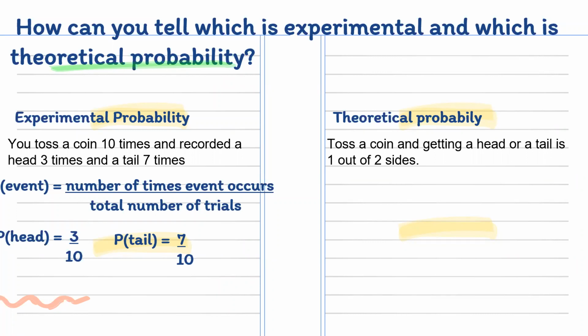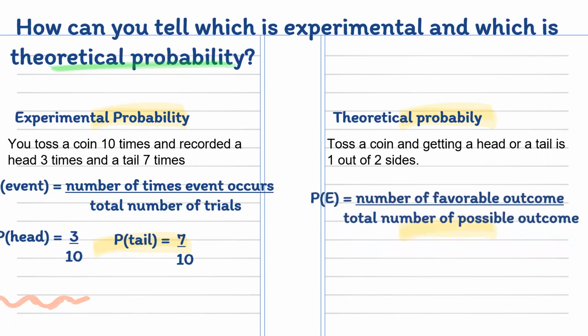So if I'm going to ask you what is the probability of getting a head, you'll answer. This is the formula: number of favorable outcomes over total number of possible outcomes. Getting a head is your favorable outcome. There is one possible outcome of a head because we only have 2 sides of the coin, the head and the tail. So 1 is your favorable outcome. The total number of outcomes when you toss a coin, of course, is 2, head and tail. So the denominator is 2.